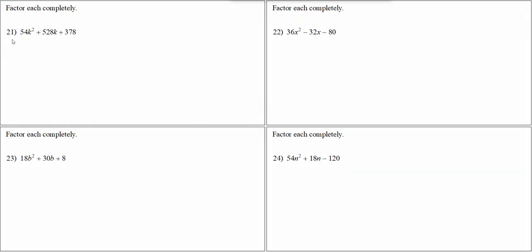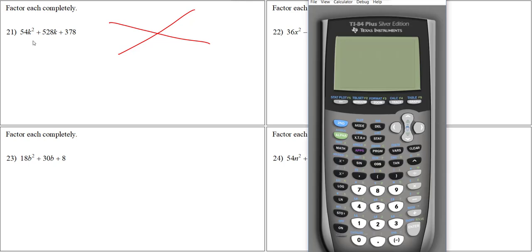Okay, number 21. This is a huge number. I'm going to show you how to do this one on a calculator really, really fast, in case you forgot how to do the stuff from the video. Okay, first I'm going to multiply 54 and 378. I get 20,412. And on the bottom I get 528. Dang, this is huge numbers.